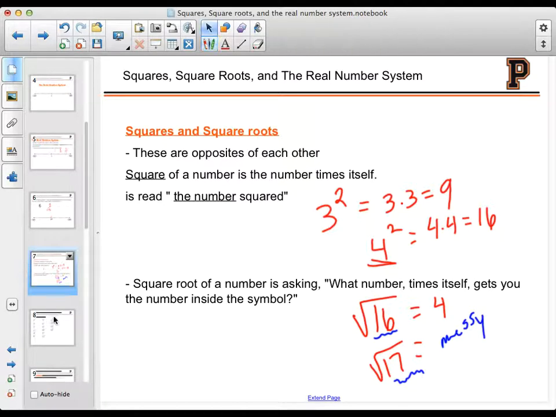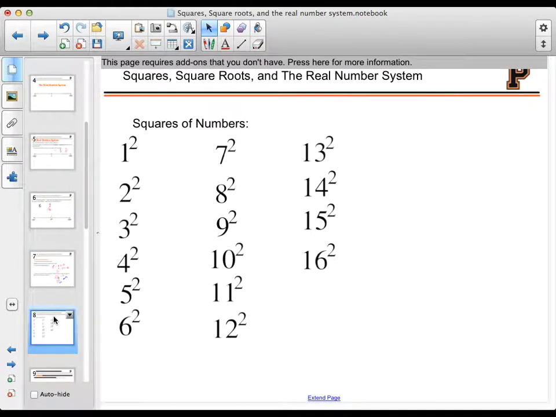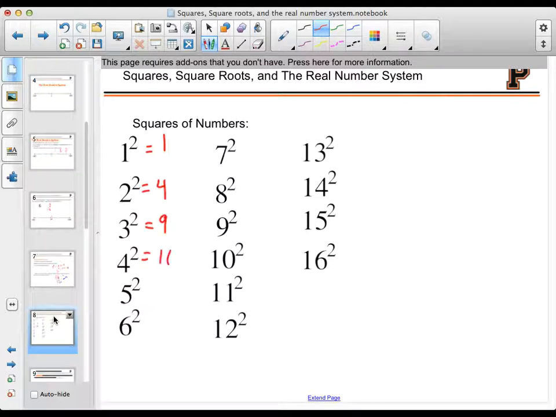Let's jump into some examples here. Squares of numbers, this is something that would be a good idea to have in your notebook. 1 to the second is not 2, it's just 1. 2 to the second power is 4. 3 to the second is 9. 4 to the second is 16. I'm going to go fast. 5 to the second is 25. 6 to the second is 36. 7 to the second is 49. These are numbers to have memorized. 8 to the second power is 64. 9 to the second is 81. 10 to the second is 100.